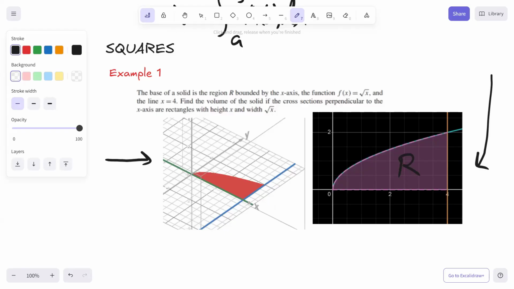What we're going to do is we're going to put cross sections perpendicular to the x-axis. If you look at this graph, we would put the slice vertically here. On this one, we would put it perpendicular to the x-axis there. And they're going to be rectangles with height x and width square root x. If you could imagine, this is the height, or excuse me, the width, and this is the height right here. Okay, so as you move along the square root function, you can imagine these squares hopping out like this. So you would get kind of a solid shape there.